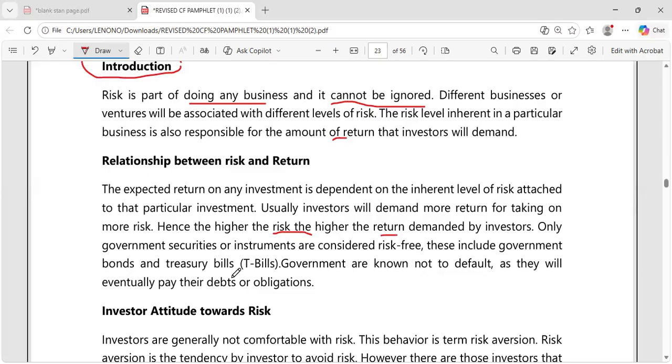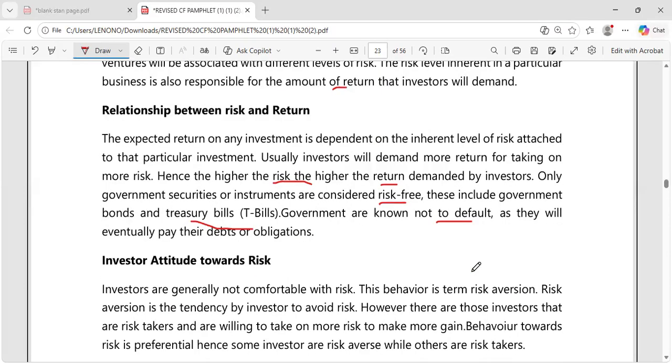Only government securities are risk-free securities. These include the treasury bills. Governments are known not to default. The government can't run away, as they will eventually pay their debts or obligations.